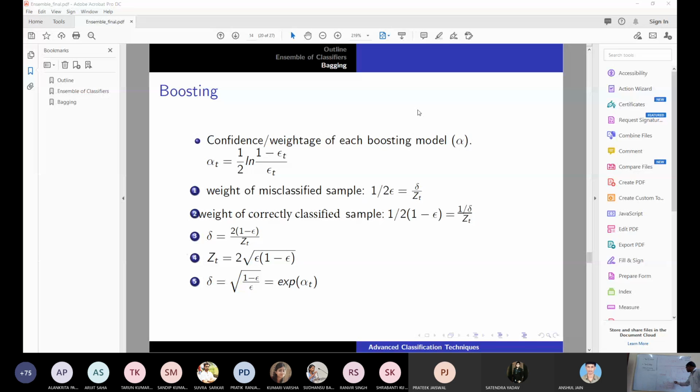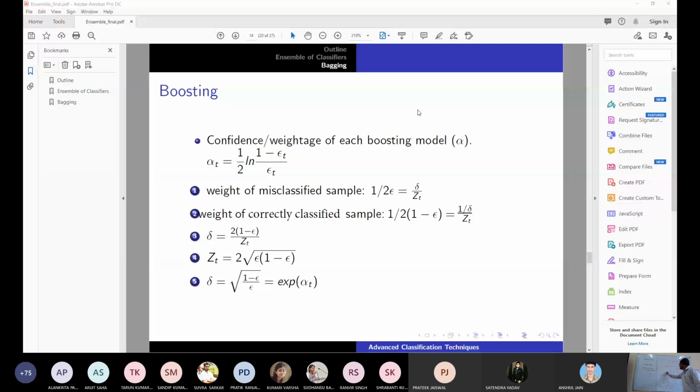Now from here you find the value of zt. So zt square equals 4 into epsilon into 1 minus epsilon. So zt equals square root of 4 into epsilon t into 1 minus epsilon t. Now zt we can write as 2 into square root of epsilon t into 1 minus epsilon t. Okay, so these values we put in the first equation.